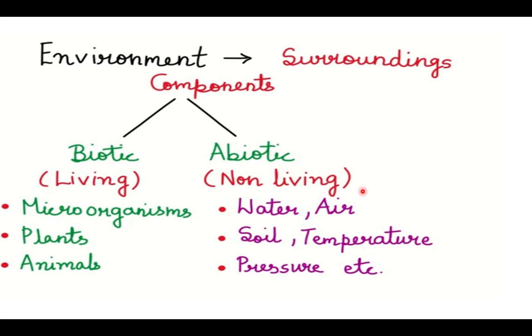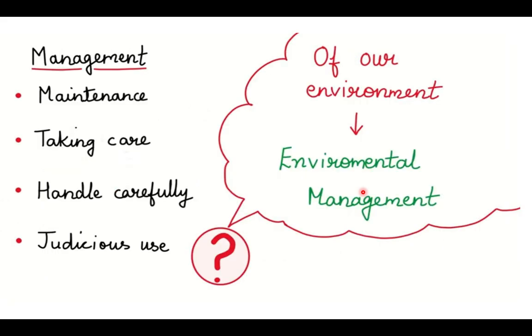Right? So we are going to see how to care for our environment, what kind of resources are to be renewed or replenished. Everything we'll see in this lesson. So, we saw the two kinds of components, biotic as well as abiotic components. It has to be managed. So, how is this management to be done? Our environment is to be managed.